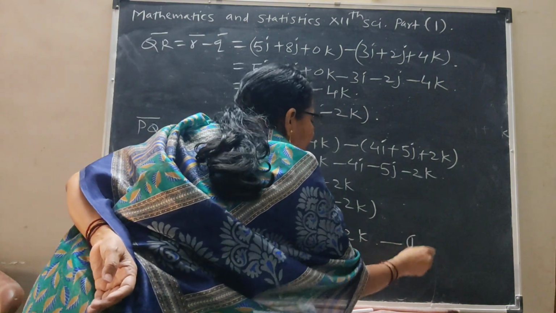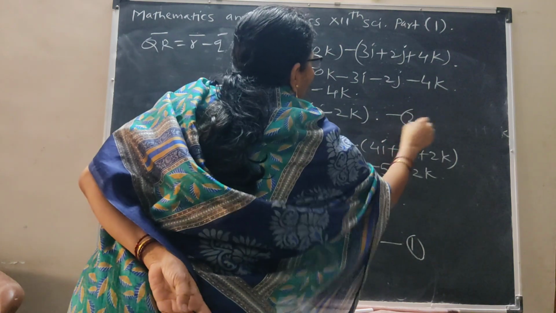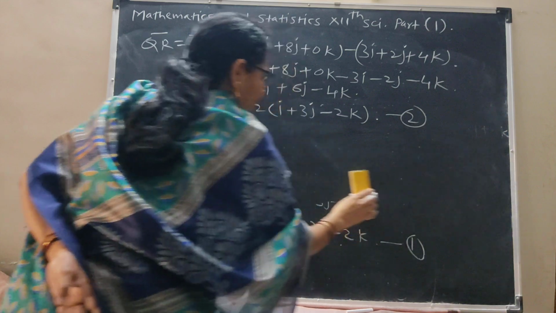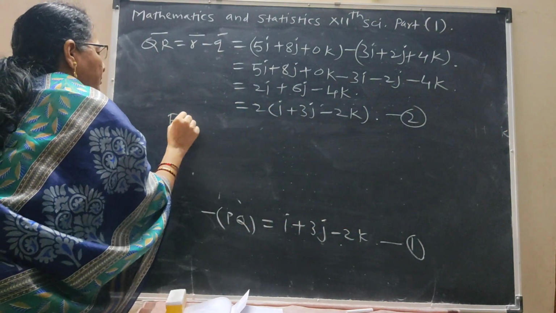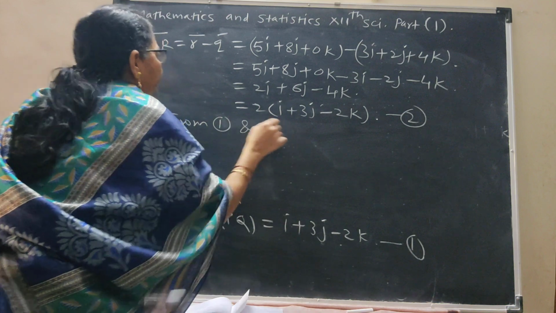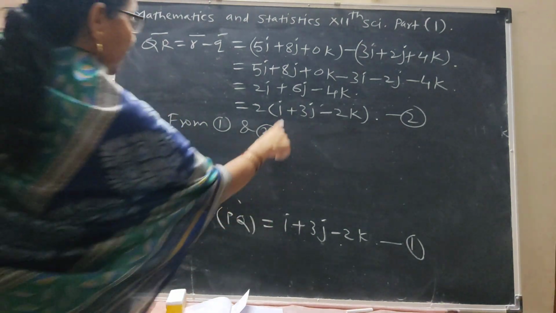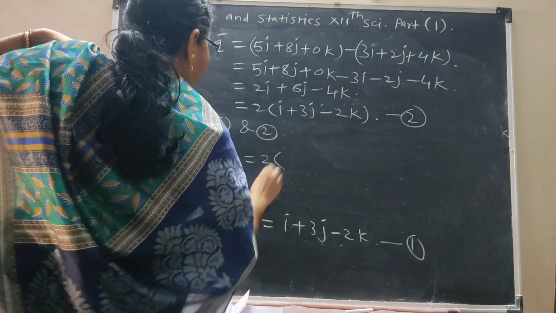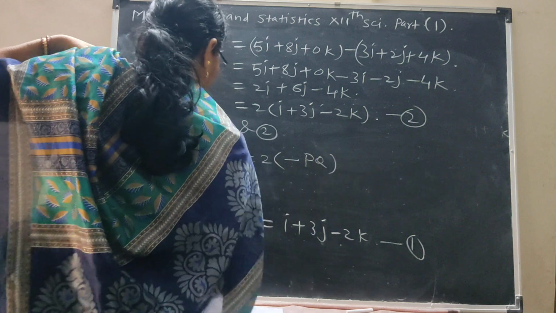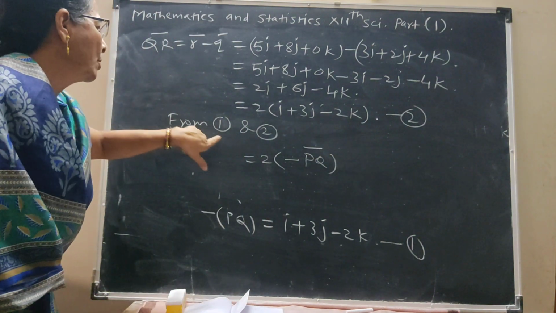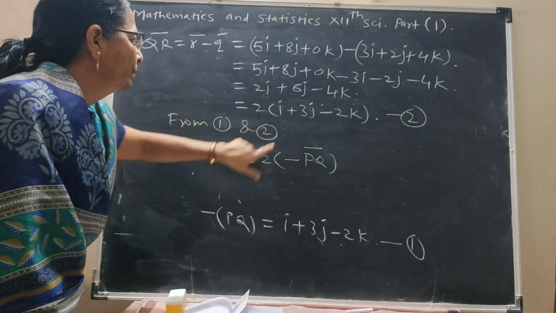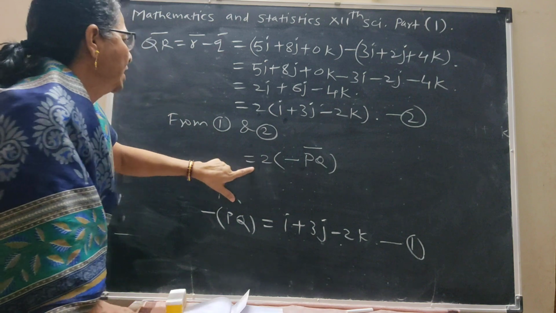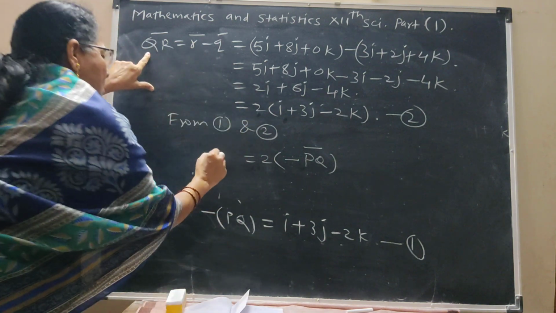That means first equation PQ, second equation QR. From 1 and 2, 2(i + 3j - 2k) is minus PQ bar, and this value actually is QR bar.